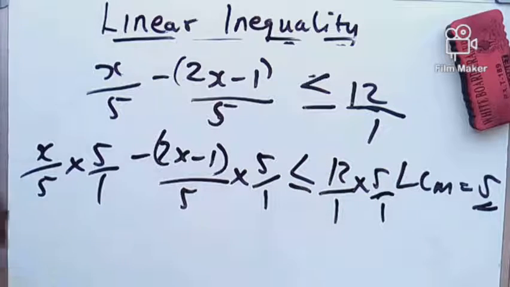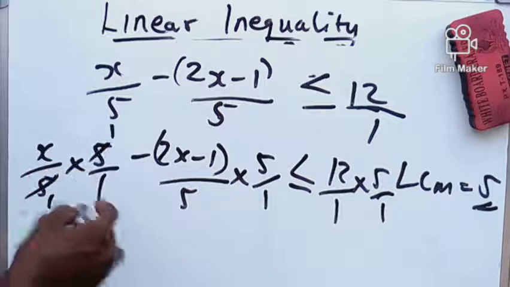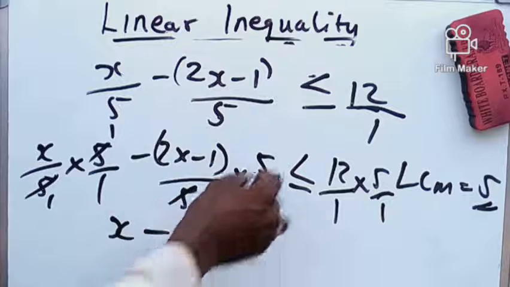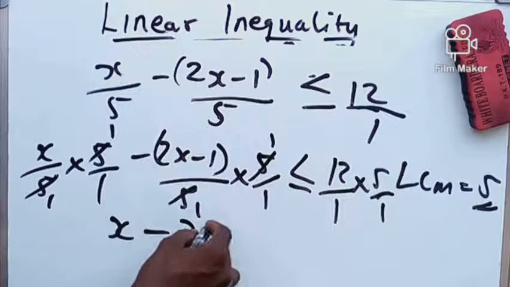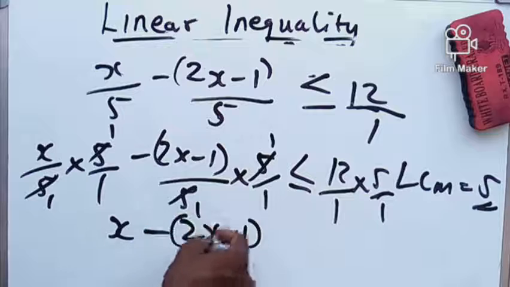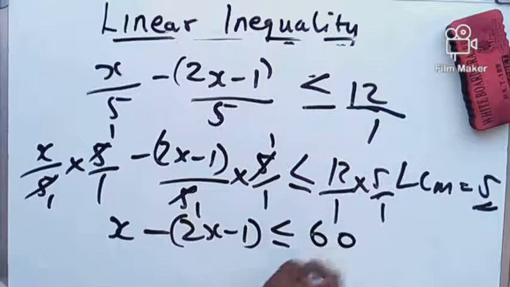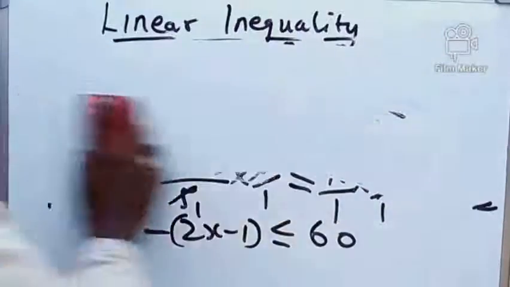So what next do we do? We simply simplify it. So this is 5 here, 1, 5 here, 1. So I'm left with 1 times x, which is x, minus 5 into this, 1, 5 here, 1. So 1 times (2x minus 1) will simply give you 2x minus 1. This is less than or equal to 12 times 5, which will give you 60.